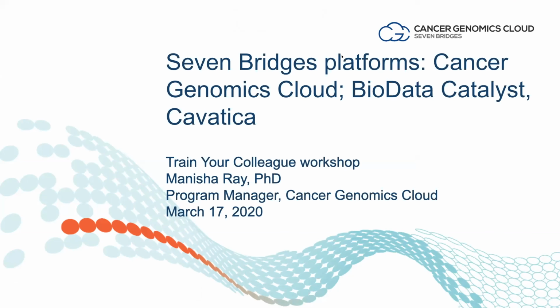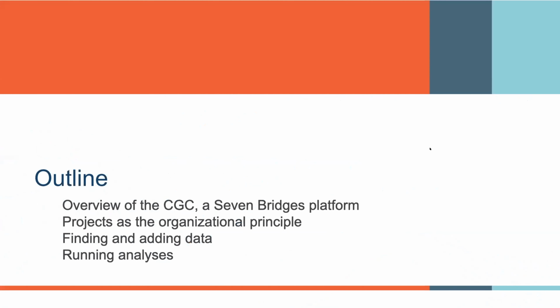To orient us, what we're going to go through today is the basic overview of how our platforms work. Again, highlighting the differences for the non-CGC platforms. We'll go through the organization of how things work on the platform, focusing on projects. Then we'll touch on how data can be added to projects and on workflows. And then we'll go into a bit of the back end after we go through the front end piece.